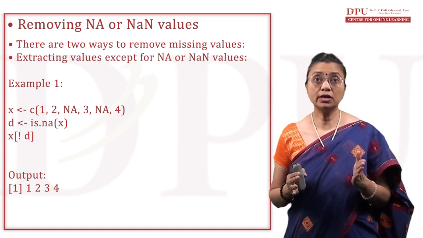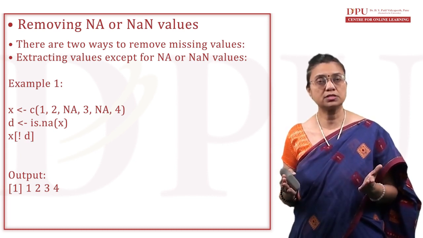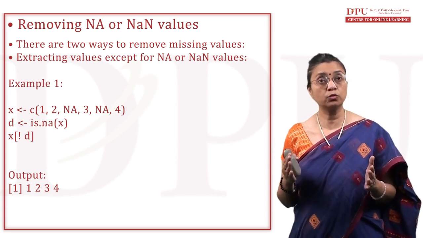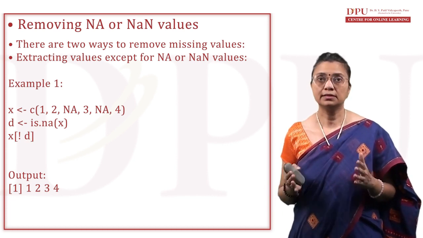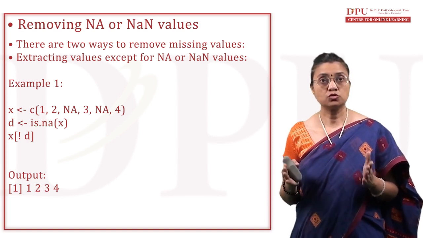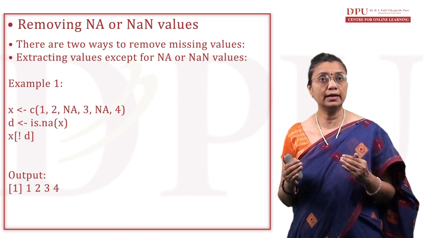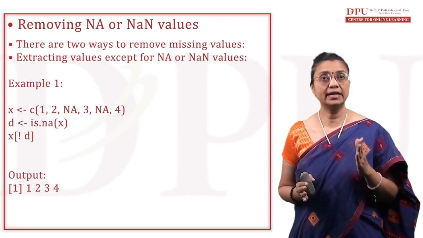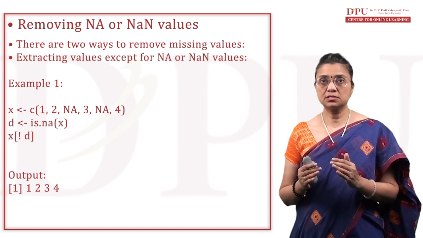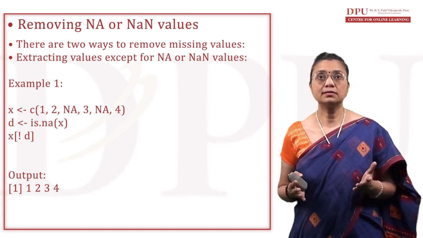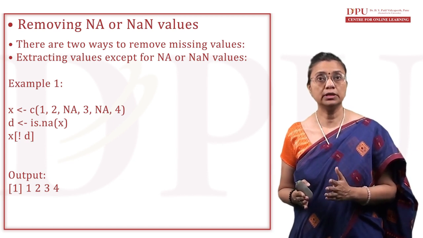So if I say not D, which means not D means false. All the values of D are either true or false, as we have seen that D is a logical vector. So by default, it is true. If I print X[D], it will print only NA, NA, NA. But I have done X[!D], which means negation of true, which is false. So I get the result 1, 2, 3, and 4.